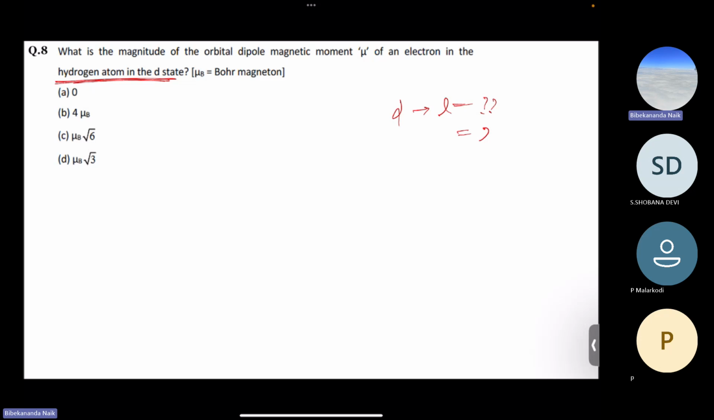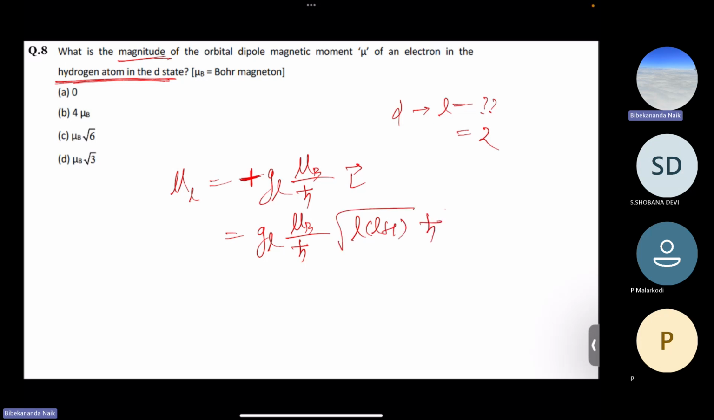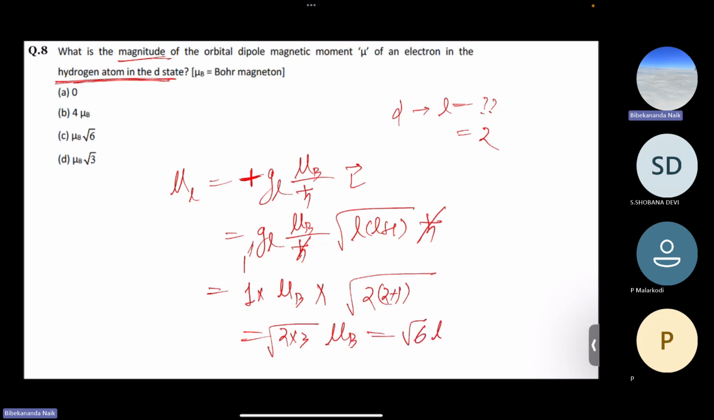So how we will calculate? Mu L is minus GL, or if you only calculate the magnitude, it will be positive. GL mu B by H cross L vector, or GL mu B by H cross times root over L into L plus 1 times H cross. H cross gets cancelled out. The value of GL is 1. So 1 into mu B into root over L into L plus 1, that is 2 into 2 plus 1, so root of 2 into 3 mu B, that is root 6 mu B. So the correct option will be option C. Is this clear? Yes, sir.